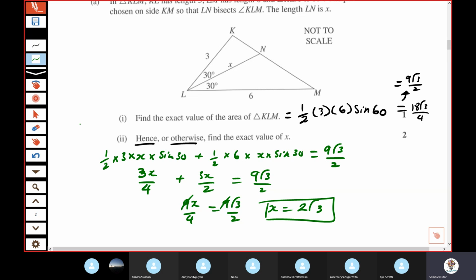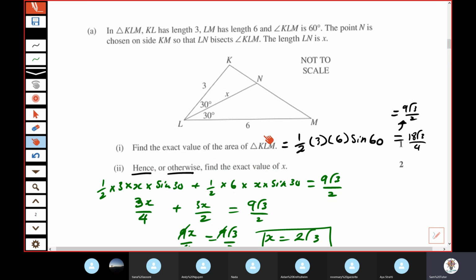Again, the math is easy, right? To do that stuff is easy. It's just knowing at the beginning, oh yeah, I see how they gave me the whole area and they're trying to tell me to split it up. Don't get so caught up on the whole bisecting and stuff like that.